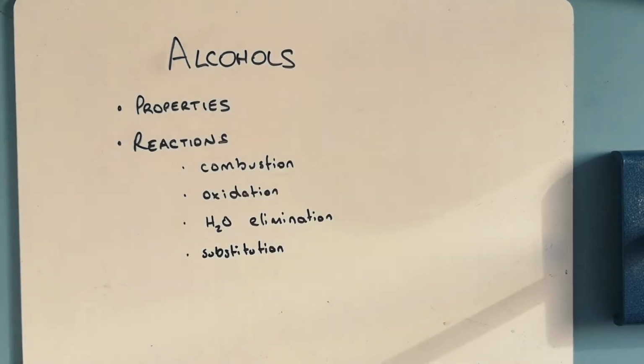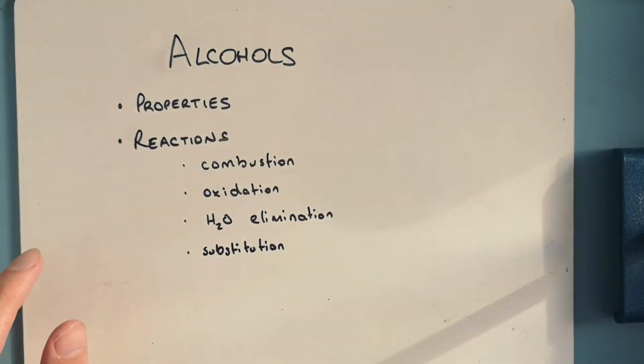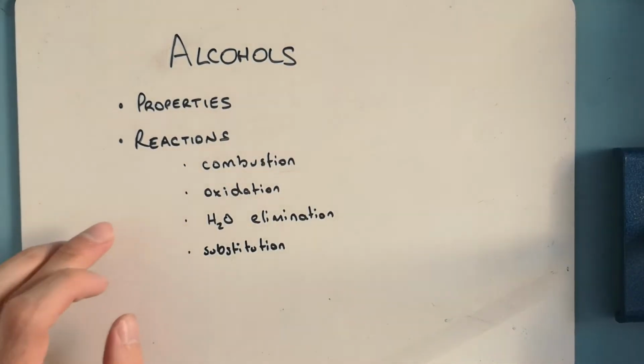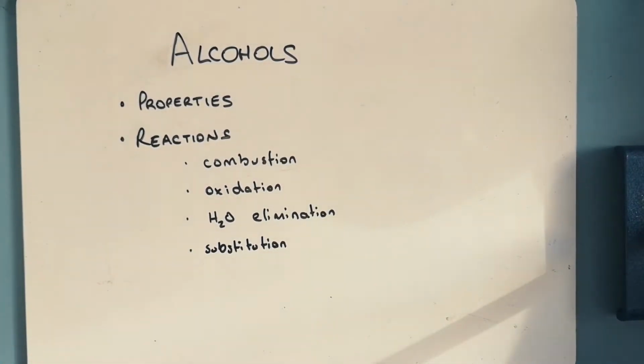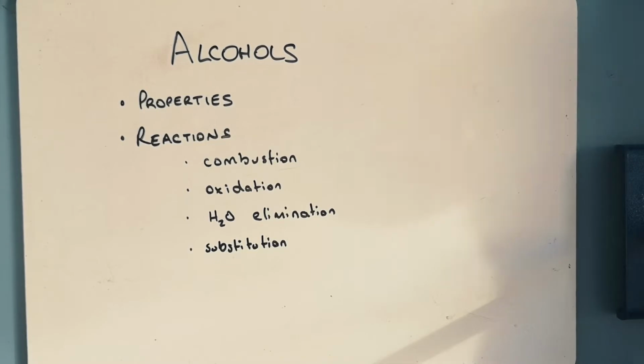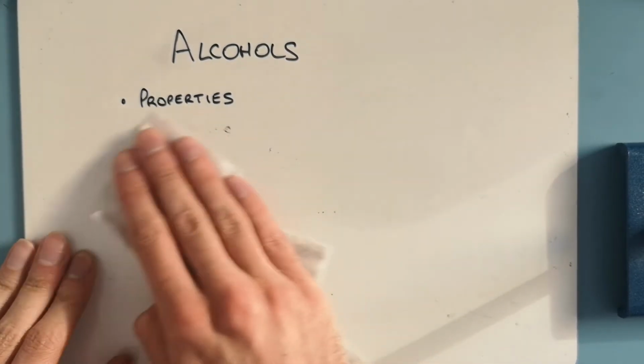Hi, this video is going to cover alcohols from the OCR A Level spec. We'll look at the properties of alcohols and also the different reactions that it undergoes. So combustion, oxidation, elimination of water and substitution reactions. So to start with, some simple properties.